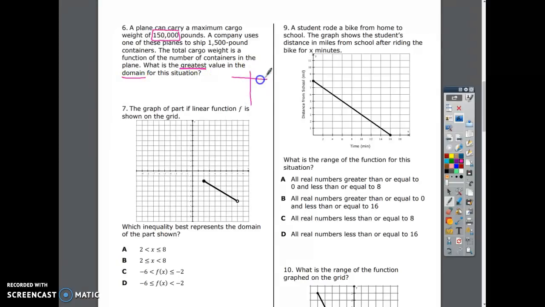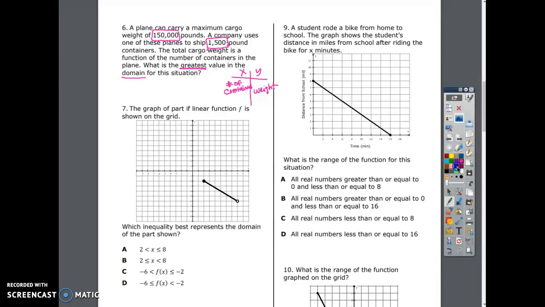So we have a table, right? X is the number of containers. So you're writing this down. And Y is the amount of weight, the weight. The maximum weight is 150,000. Each one weighs 1,500. How can we find how many this plane can carry?